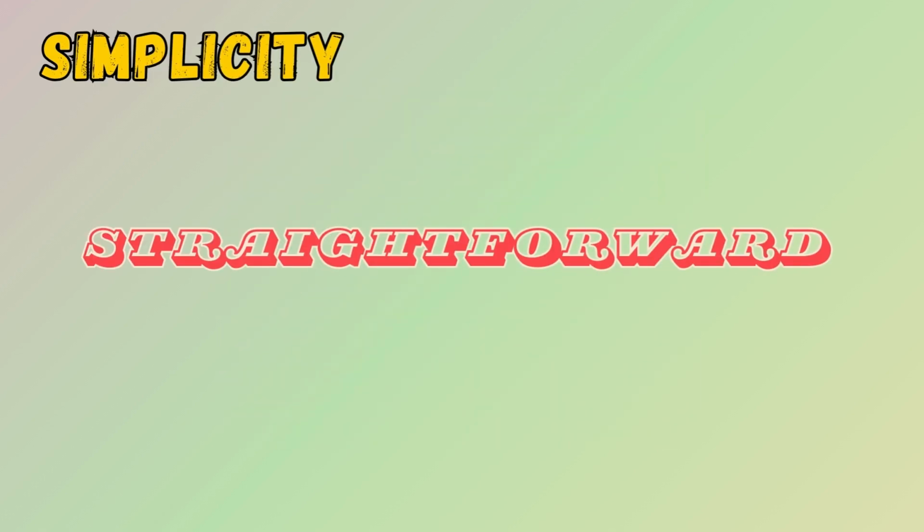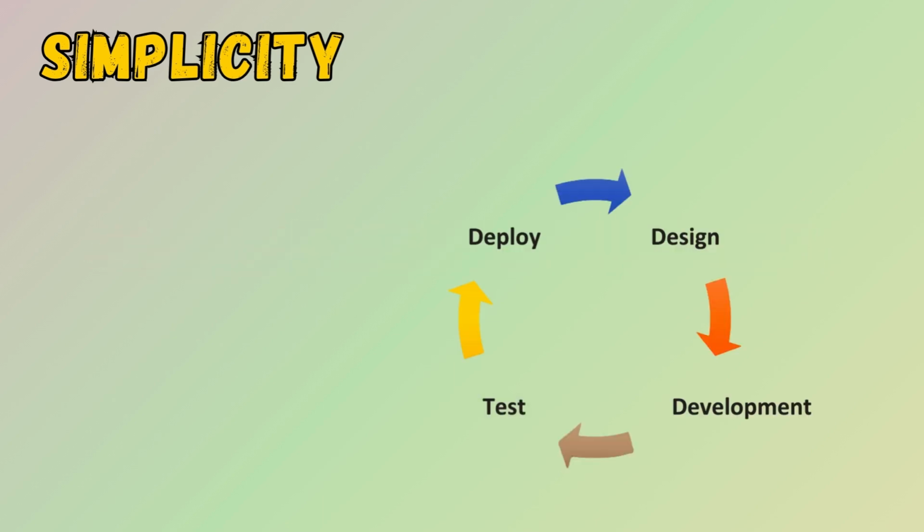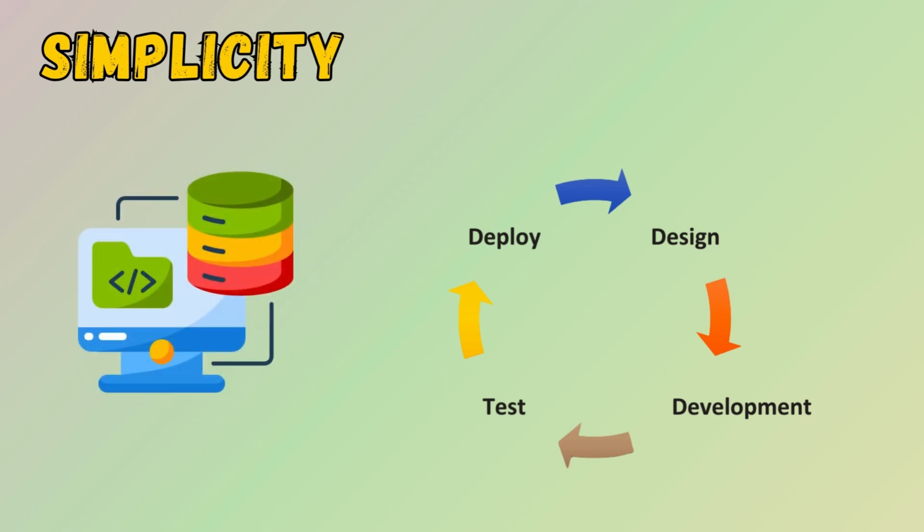Monolithic architecture, despite its limitations, offers several advantages that make it suitable for certain applications. We will explore its limitations later in this video. Let's first understand the advantages monolithic architecture offers. Advantages. Monolithic architecture is straightforward in design, development, test, and deploy, with all components contained within a single code base.